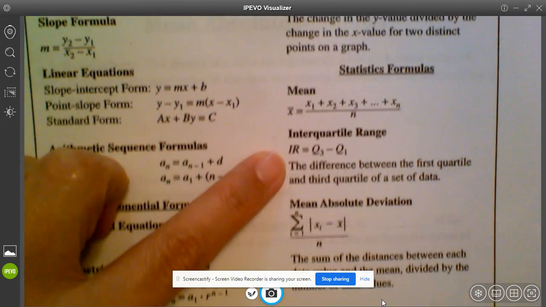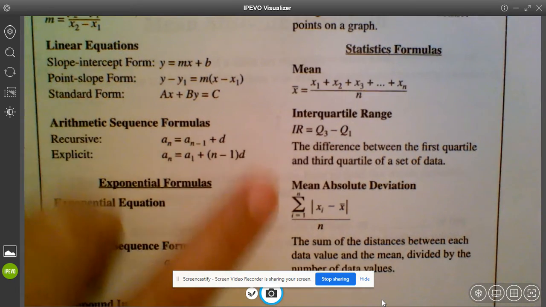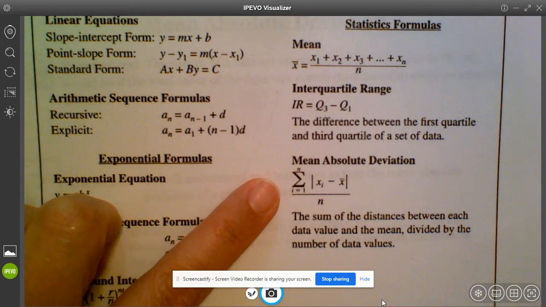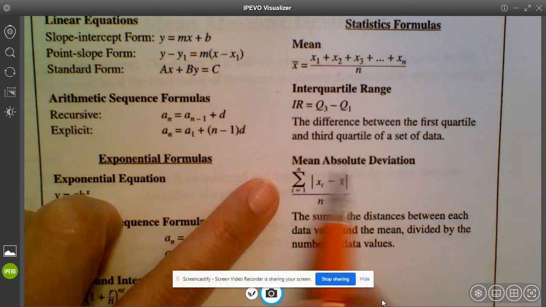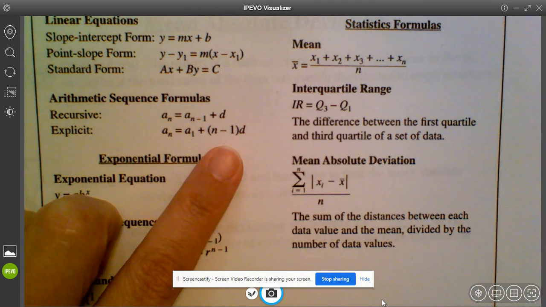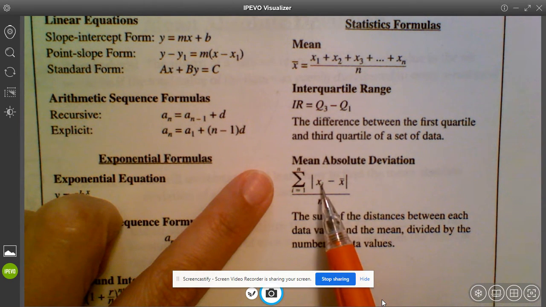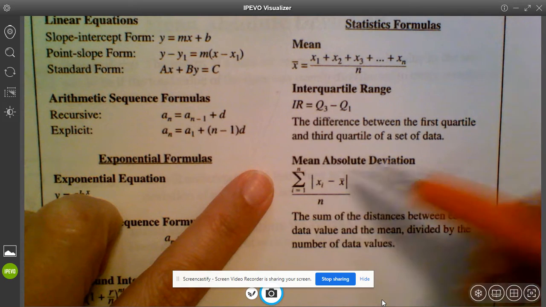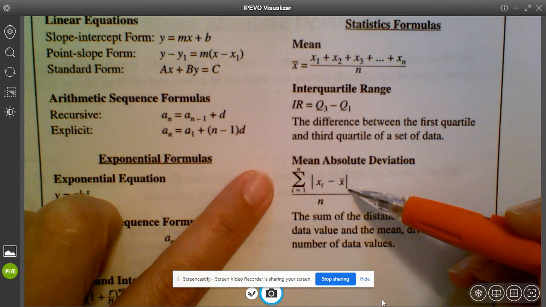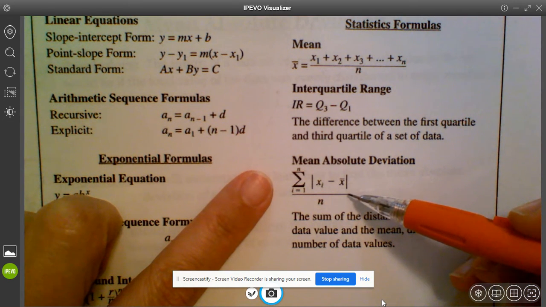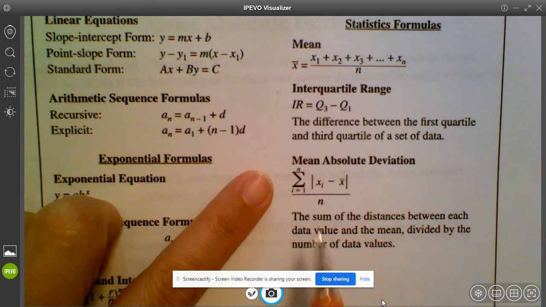Interquartile range we'll talk about later, but today we're going to talk about the mean absolute deviation. It is the sum of the distances between each data value and the mean divided by the number of data values. That's what this means. X bar, remember, is the mean. So this says we take each number minus the mean. We'll find its absolute value. So we'll do that for all of the numbers.